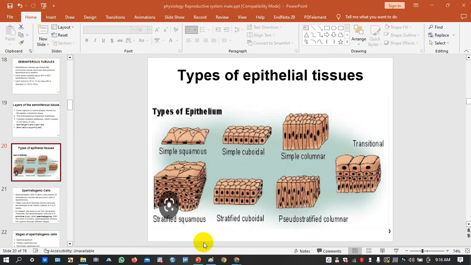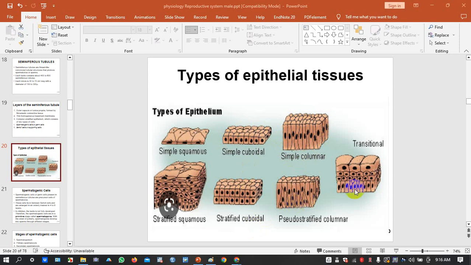Okay, so let's see the types of epithelial cells. We have simple squamous epithelium. It looks like this. Then simple cuboidal. The cells are cuboid in shape. Simple columnar. The cells look like a column.